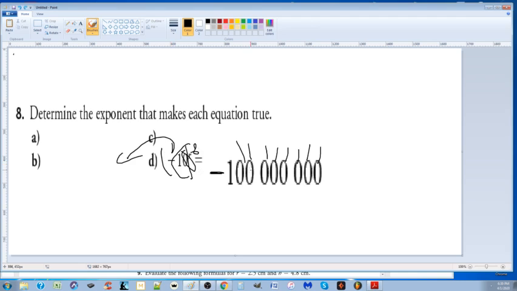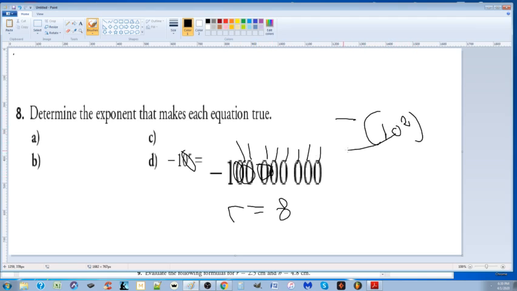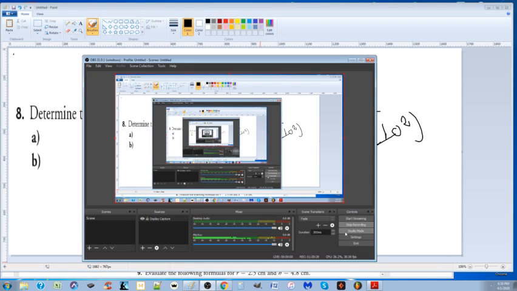I don't like this notation. I think it's confusing. And so the answer to this is r is equal to 8, because there's 8 zeros. So the minus is outside, and they're saying 10 to the power of 8 first, and then you apply the minus after. All right. Talk to you later.